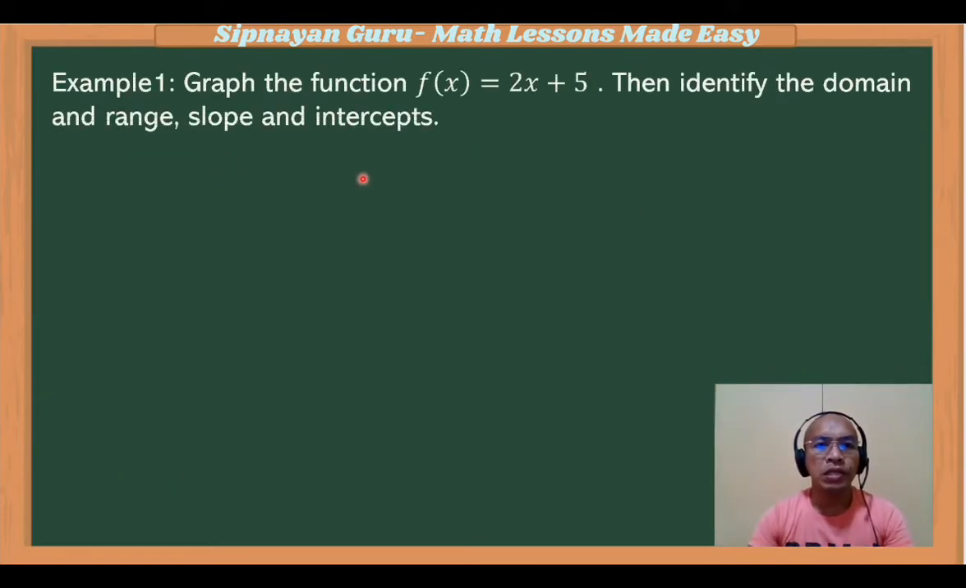There are several ways of graphing a linear function in 2 variables. It could be by table of values, second, by intercepts method, or by slope-intercept method.